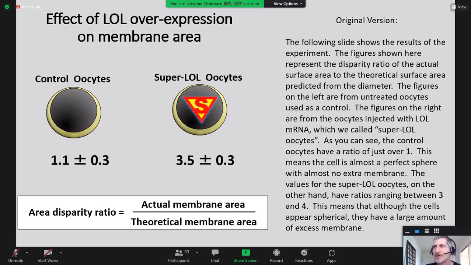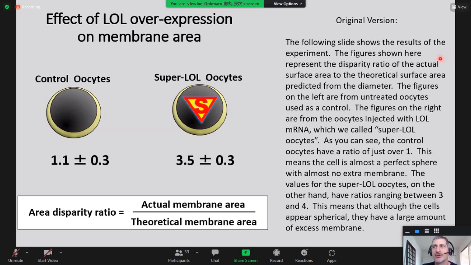So the original version goes like this. The following slide shows the results of the experiment. Okay, this is not a topic sentence. Again, we hear this very commonly, but this is not the message of this slide.